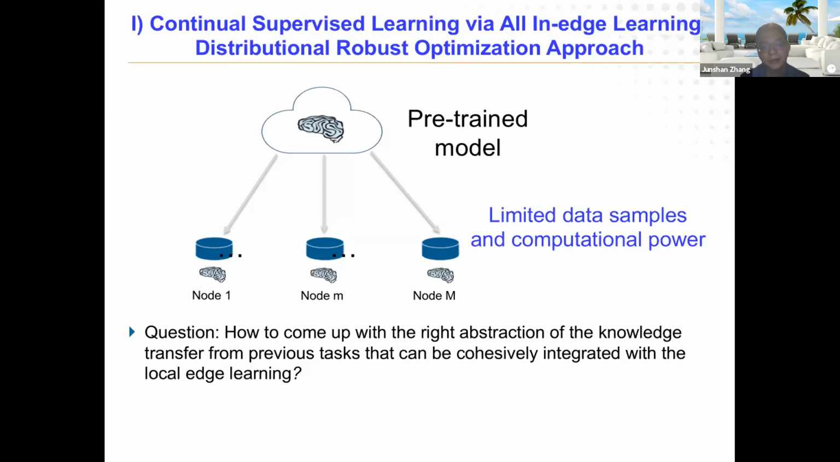And this is highly non-trivial, right? You come up with this abstraction, but how can we integrate it with local edge learning based on empirical risk minimization? How can I do that? Okay. So this DRO approach, distributional robust optimization approach, actually offers a nice marriage of experience replay and regularization. How do we do it?